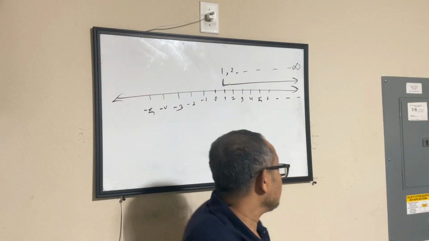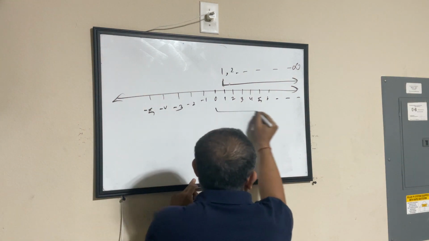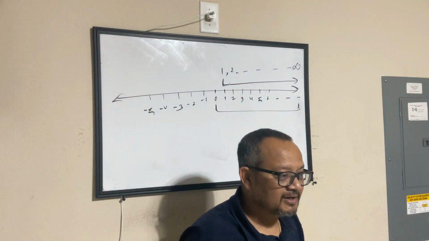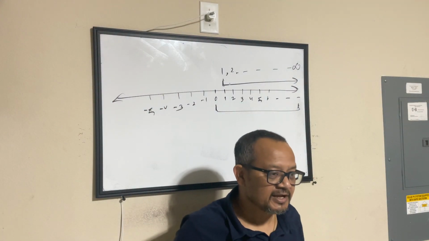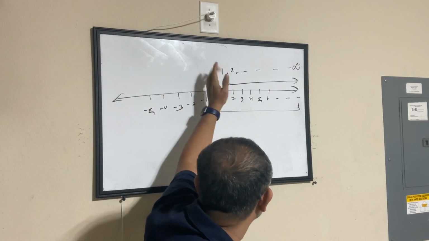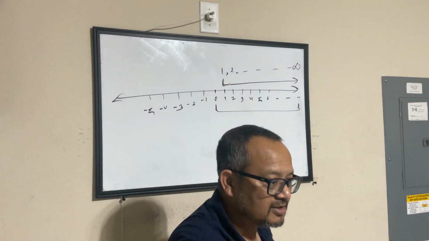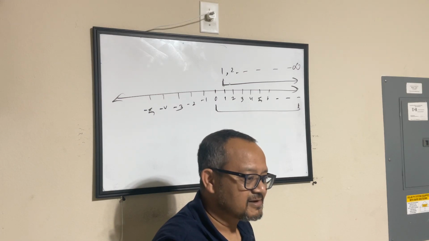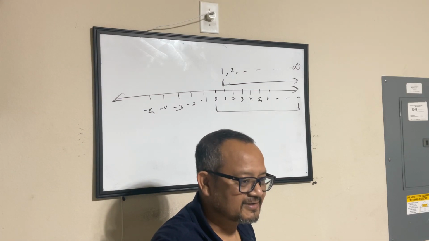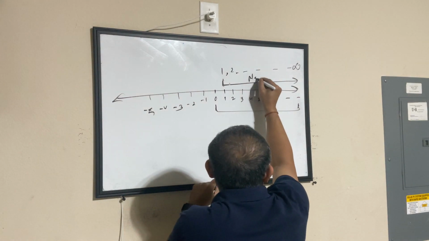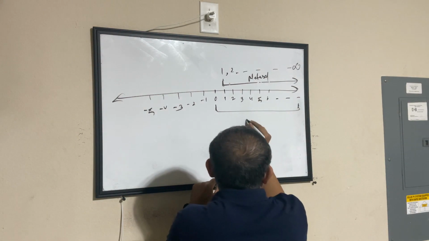Now, you include 0 also into it. Whole numbers. What is this called? If you include 0 also into this list, what is that called? Any guesses? Whole numbers. So this is natural numbers. This is whole numbers.